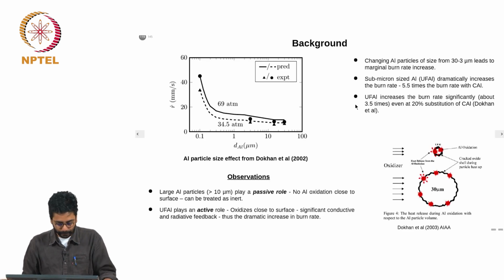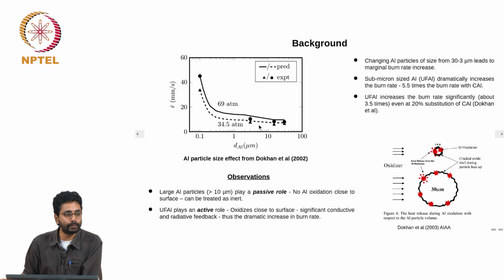A little bit of background actually, I would like you to look at this plot. What is shown here is the same composition, which, if I remember right, is 68% AP, 18% aluminum, and the rest is HTPB. The same composition, but what is changed is the aluminum particle size. The aluminum particle size is changed from 30 microns to 15 microns, then to 3 microns, and all the way up to 0.1 microns.